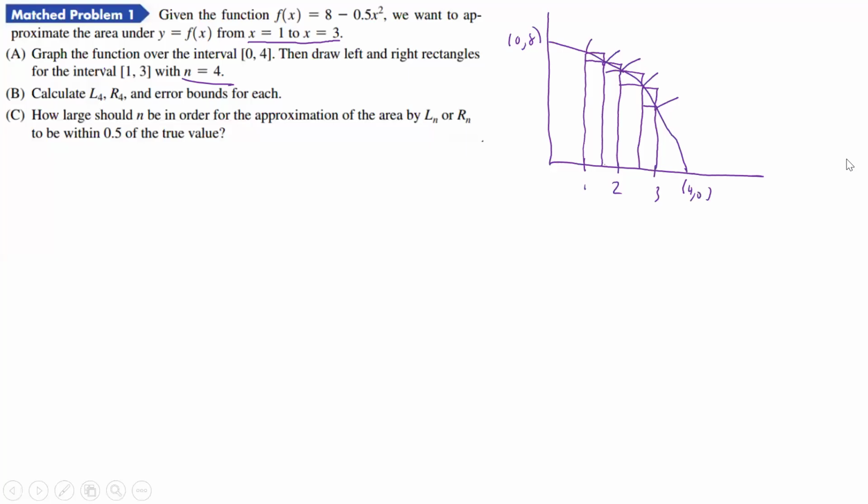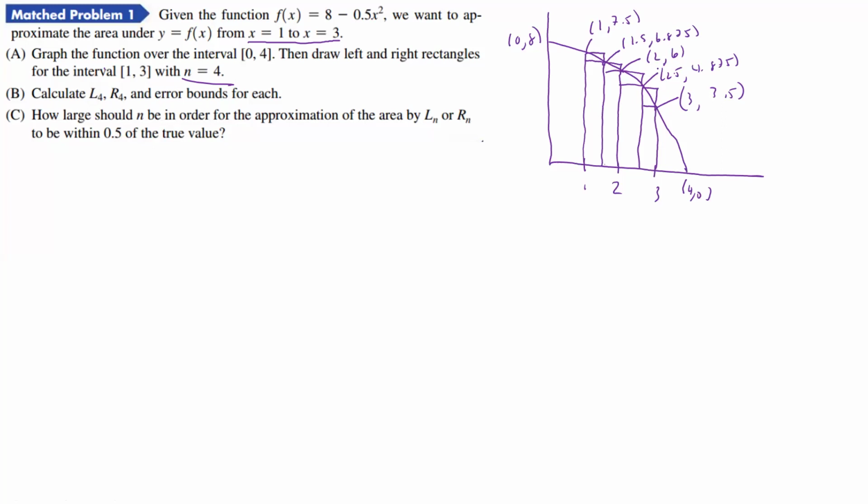So that was, where did my pen go? There we go. That was 1 and 7.5. That was 1.5 and 6.875. This one was 2 and 6. This one was 2.5 and 4.875. And this one was 3 and 3.5. All right, so now we've got all our endpoints.